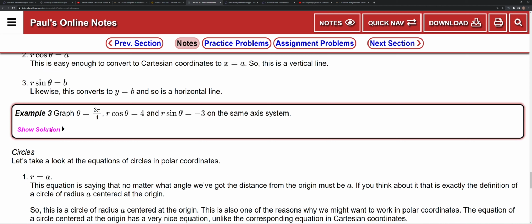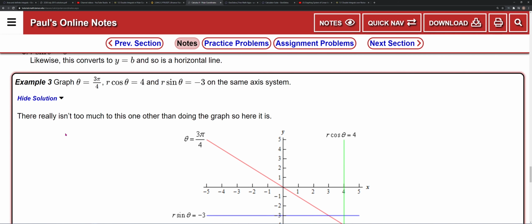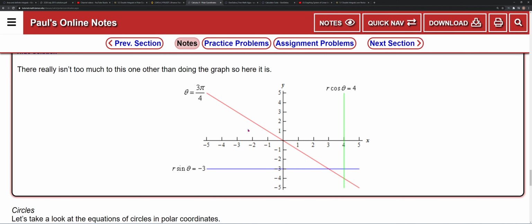Okay, so let's just see an example of that. I have theta is equal to a constant, and that constant is 3 pi on 4. You want to remember that 3 pi on 4 is 90 plus 45, which is 135 degrees. So theta equal to 3 pi on 4 is this red line over here. Your angle measured from your x-axis as you go around would be 3 pi on 4 radians, which would be 135 degrees.